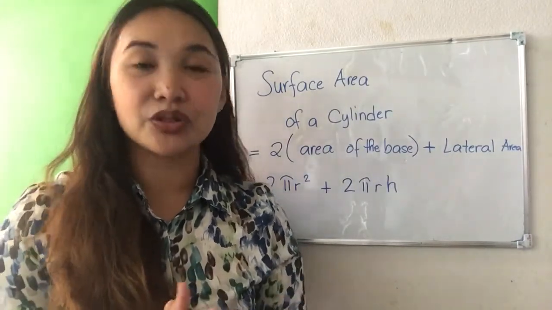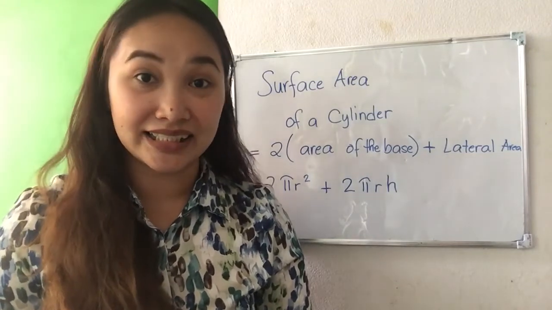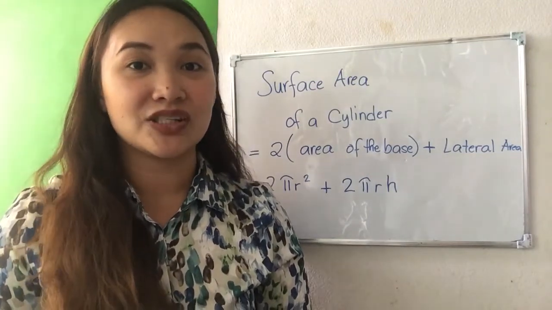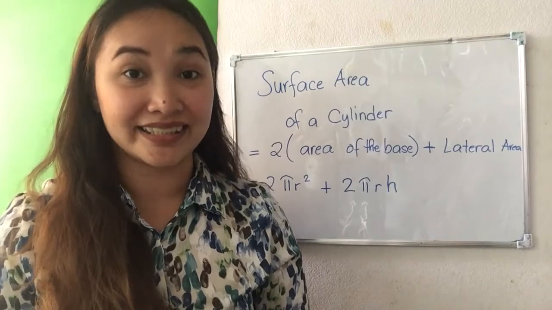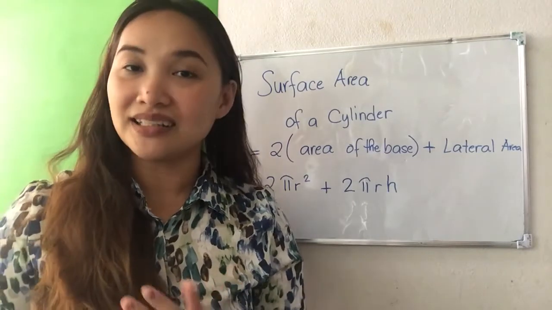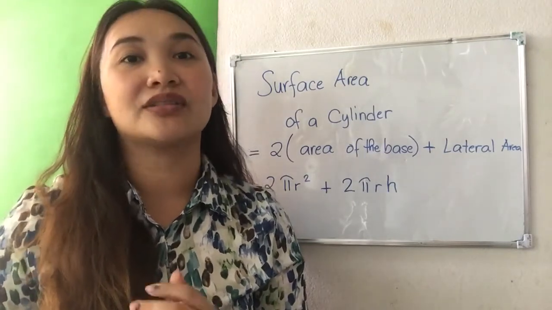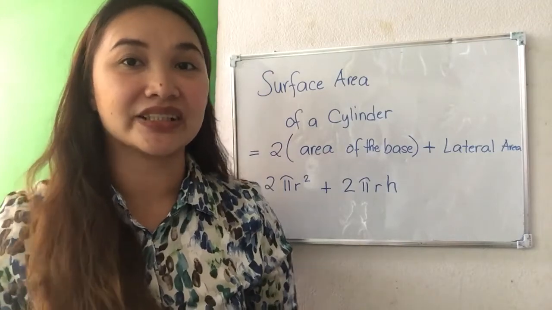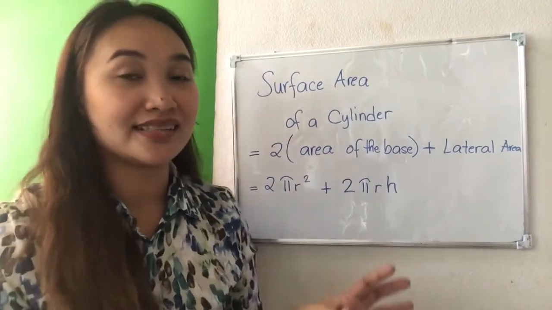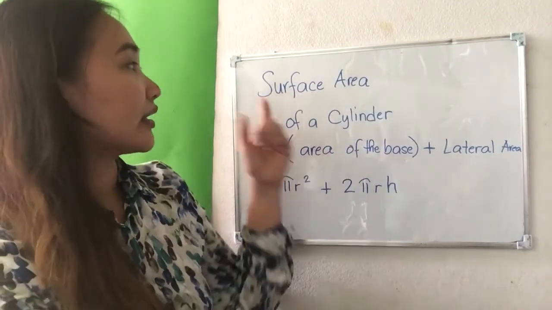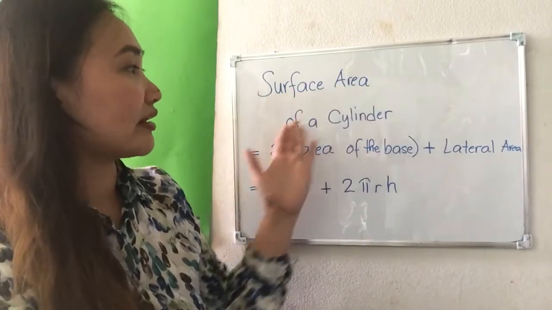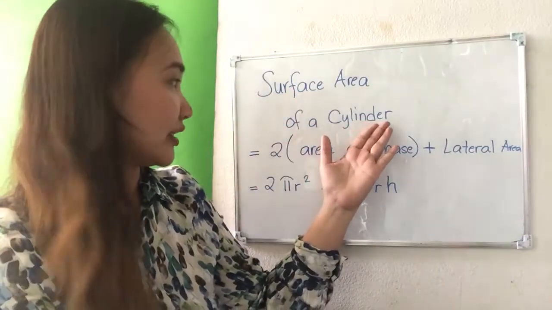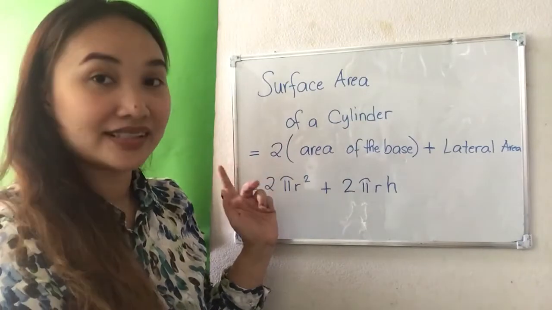And today we are going to continue our lesson from last time about the surface area of a cylinder. Last time we studied the surface area of a cylinder, so let's review the formula. We have here the surface area of a cylinder. What is the formula?